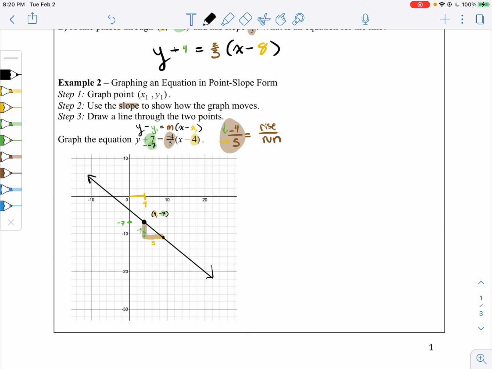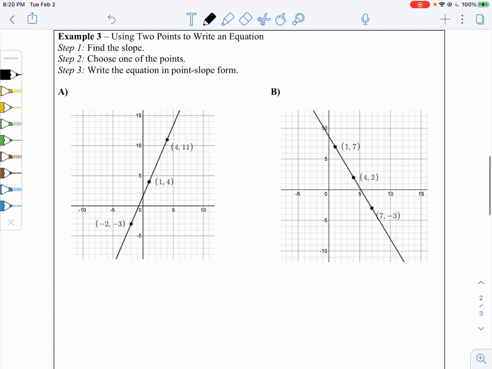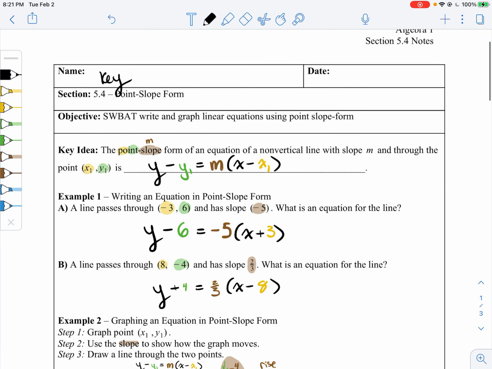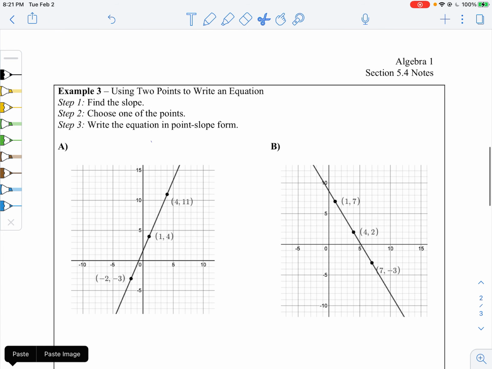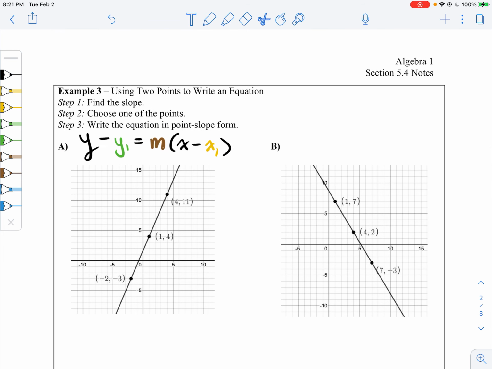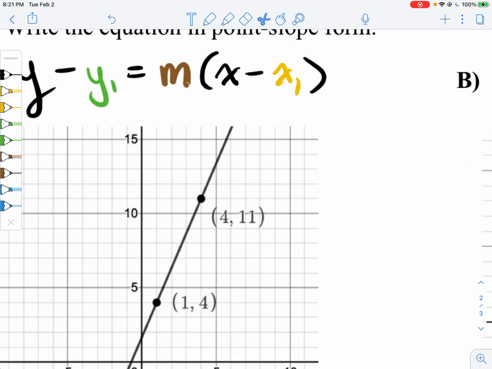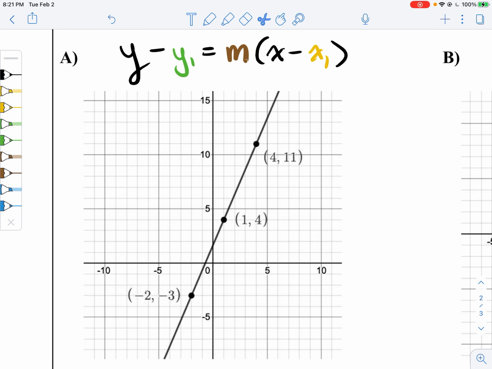But how can we write an equation from a graph? Well, let's go back to what we need. What information do we need? To write an equation in point-slope form, we need a point and the slope. Well, y'all, we are in luck here. We have not 1, not 2, but 3 points.